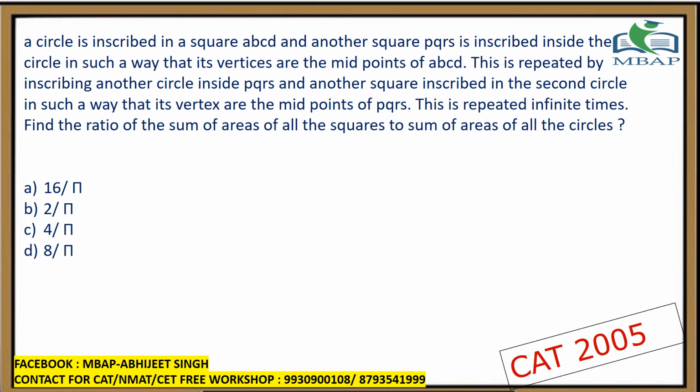This is repeated by inscribing another circle in PQRS and another square in the second circle in such a way that the vertex is always the midpoint of the PQRS. This is repeated infinite times. Find the ratio of the sum of all the areas of the squares to the sum of all the areas of the circles. This is just the sum that we have just done by taking the geometric progression series.